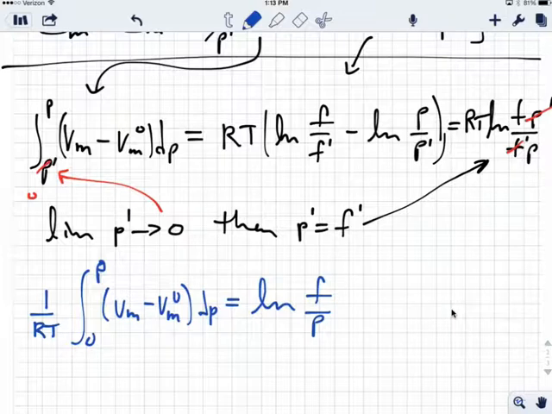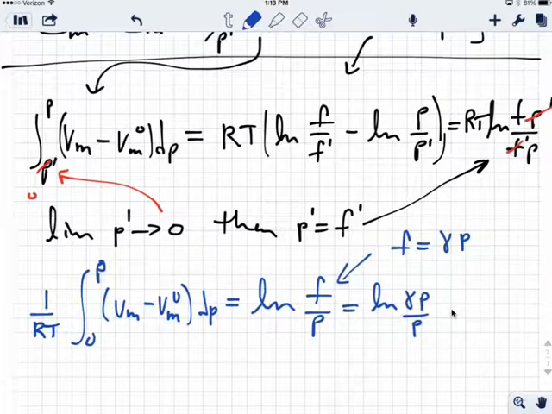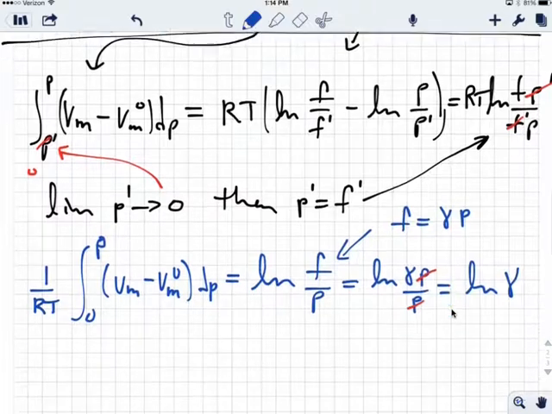And we have defined fugacity as equaling gamma times pressure. So if we put that in there, we're going to see that we're going to have the natural log of gamma times pressure over pressure. Pressure will cancel, and we end up with the natural log of gamma. So now we have an expression for the natural log of the fugacity coefficient.